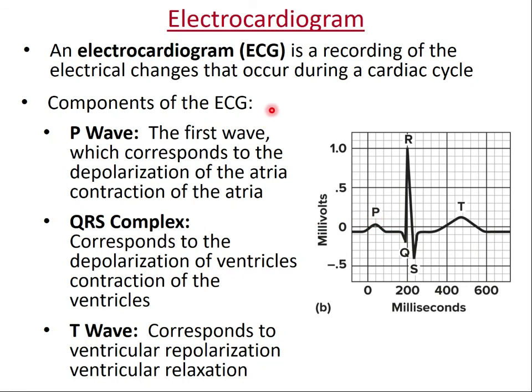Also know what type of waves we see on an ECG. We discussed the P wave. P wave is when the depolarization of the atria or the contraction of the atria happens. When the atria contract, you get the P wave. Now when the ventricles contract, you get the QRS complex. And when the ventricles are repolarizing or relaxing, you also get this T wave. So those are the three main waves and complexes students will need to know.